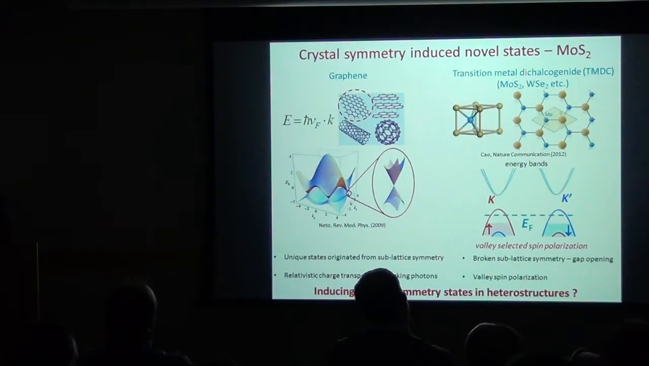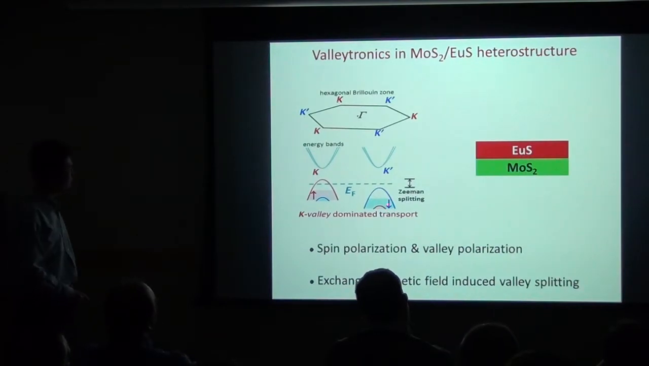That sublattice symmetry breaking actually gives you a gap opening at different K points. And also because of the strong spin orbit coupling of moly itself, it creates spin polarization that associates to two different valleys of moly sulfide. So what if we create the same Zeeman splitting of these two valleys? So we can think about coupling europium sulfide to moly sulfide using the same approach as graphene.